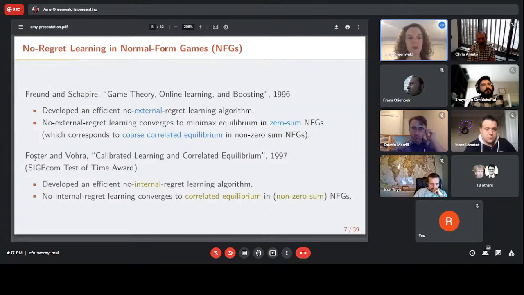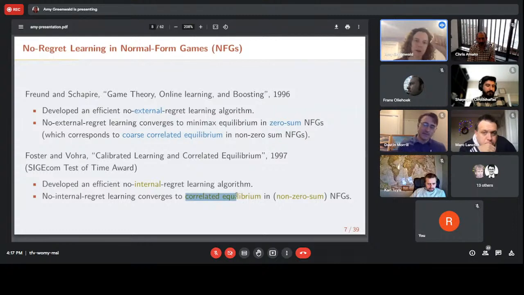Around the same time, Foster and Vohra noticed that if you apply a different kind of algorithm, so Freund and Schapire's algorithm is called a no external regret algorithm, and I'll explain to you what that is in a little while. But Foster and Vohra invented what we now call a no internal regret algorithm, which is a little bit different, I'd say a little bit stronger. The no internal regret algorithms in non-zero sum games converge to what's called correlated equilibrium. I'm going to be defining all these terms more precisely, but for now, what you should remember is no external regret gets you coarse correlated equilibrium, and no internal regret gets you correlated equilibrium. And this was known 25 years ago in normal form games.